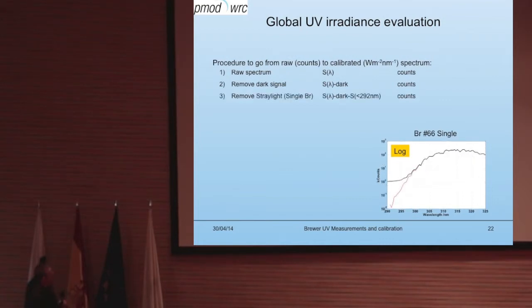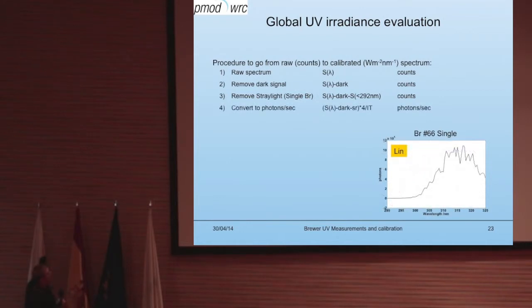The next step, we are still in the count room. In the case of a single Brewer, the procedure that is applied in the Brewer operational software is that you can remove the stray light with a very easy procedure. The instrument always starts measuring at 290 nanometers. Some are starting at 286 nanometers. But this is a region where usually you will have no radiation from the sun. So if there is a signal, then in the case of a single Brewer, you attribute all of that to stray light. So you take the average over these 2 nanometers and you subtract it from the whole spectrum. When you do that, then you can see here that you move from this black and green curve to this red curve, which looks more realistic.